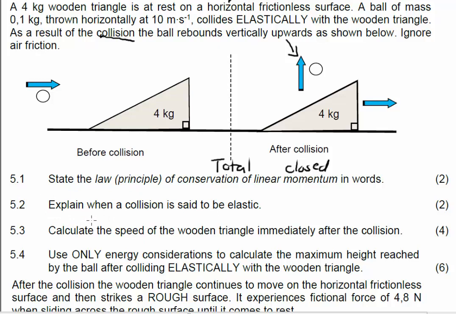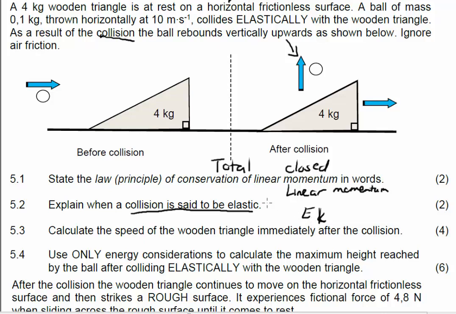An elastic collision will happen when both your linear momentum as well as your total kinetic energy is conserved. So linear momentum is conserved, kinetic energy conserved. Then we can say that a collision is elastic. This is very important because we are going to use these principles in answering questions a little bit later.